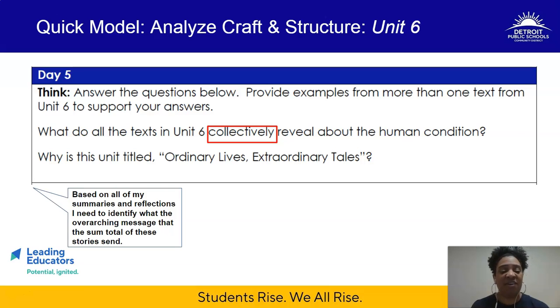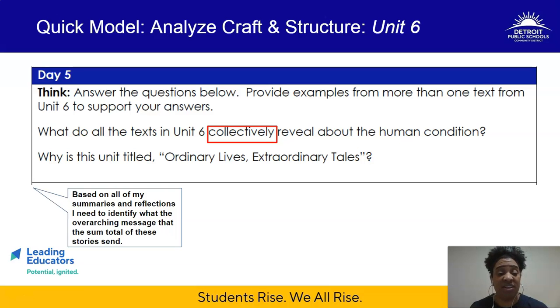I need to identify what the overarching message is, the sum total of messages that all of these texts send together. So we've gone through each individual text theme, but now you're going to think about all of those individual themes and consider what theme or message, singular, that all of these texts have in common for Unit 6. So as a collection, what do these texts reveal about the human condition?